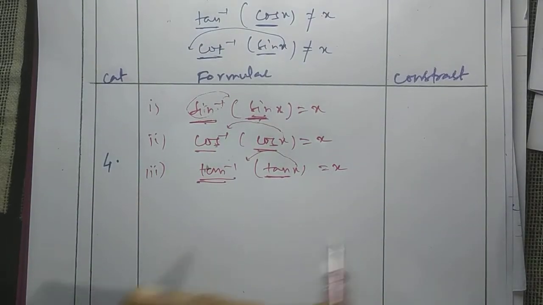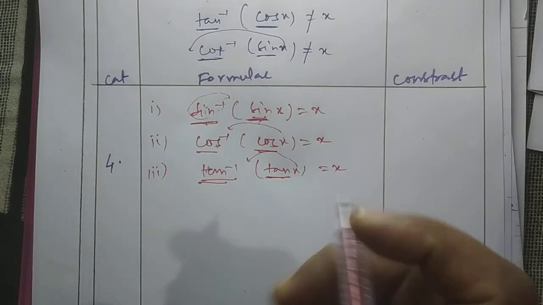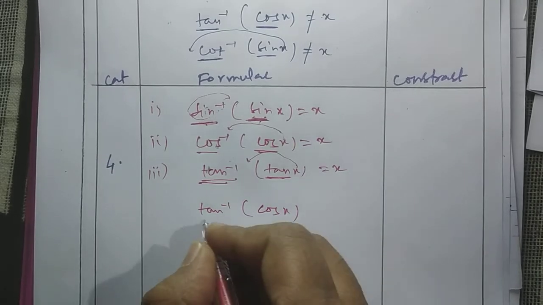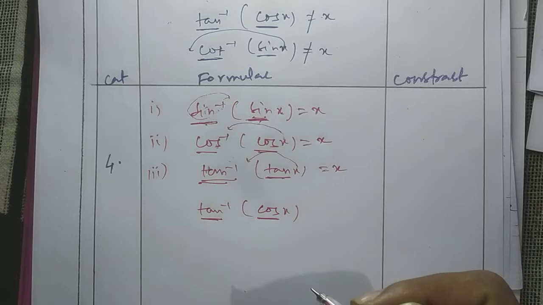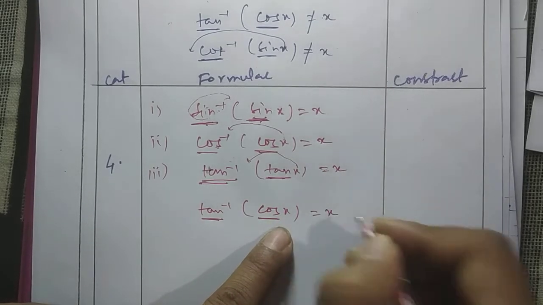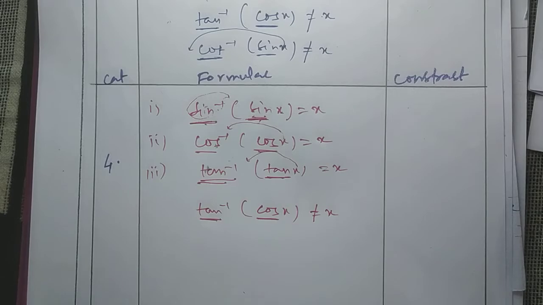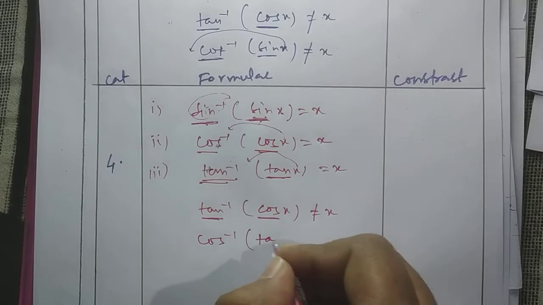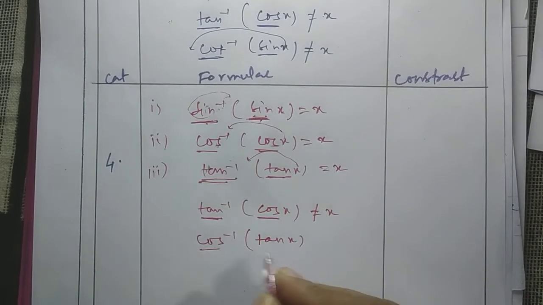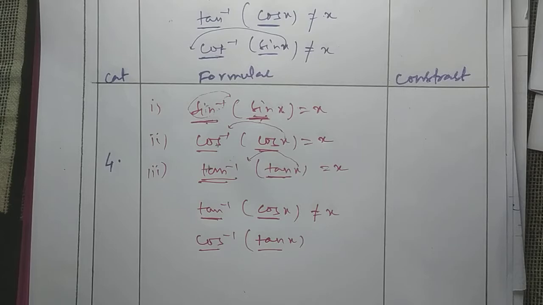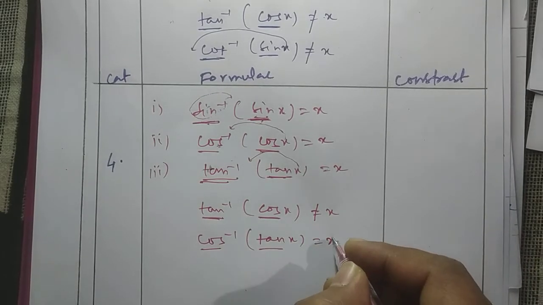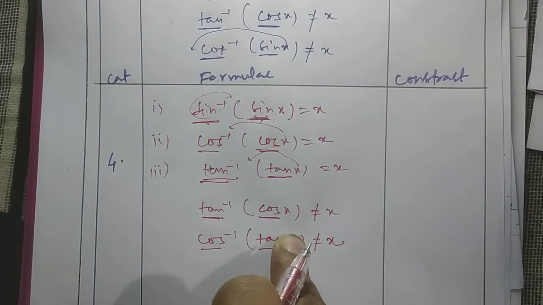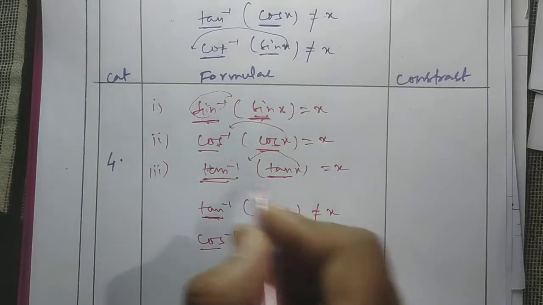When they do not match, then the angle will not come out. For example, tan inverse cos x. Correct? Here tan inverse and cos are not matching. So here you cannot write that it will be x. It will not be x. Correct? Similarly, cos inverse of tan x. Now here cos and tan are not matching. So here you cannot write x. It will not be x. So for the angle to come out, they have to be matched first. They have to be matched first.